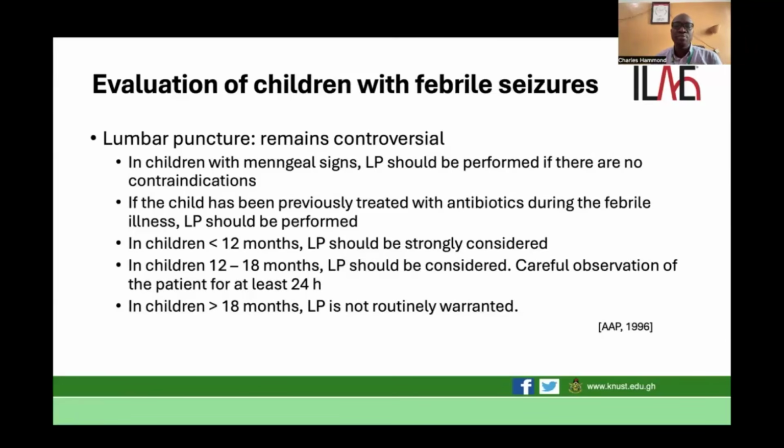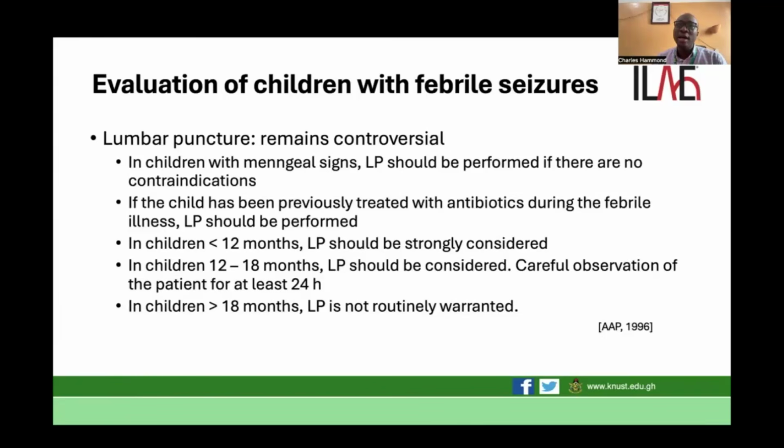Again, if the child has been previously treated with antibiotics during that febrile illness, before the onset of the seizures, then you need to consider lumbar puncture. It should actually be performed. This is because the prior treatment with antibiotics could have masked the meningeal signs, and you may not pick them up.